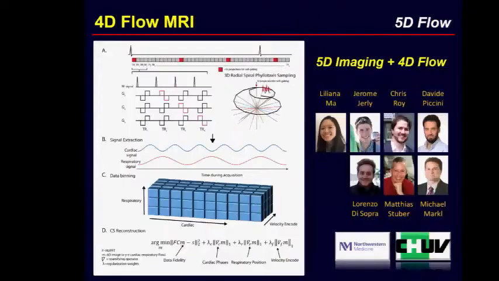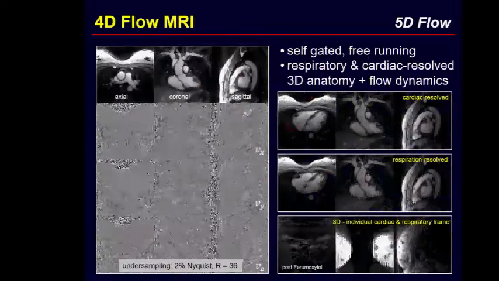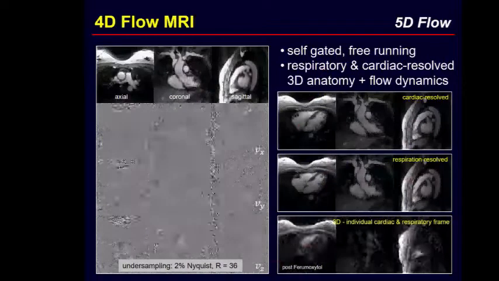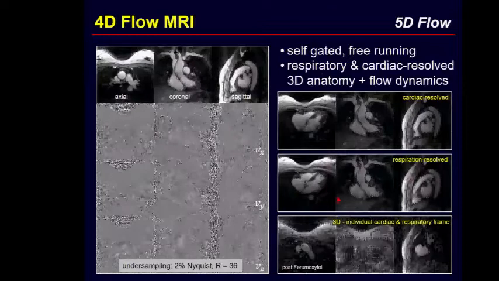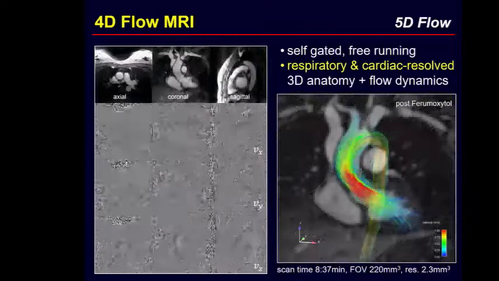We can drive this even further, and this is work in collaboration with Matthias Stuber's group from Lausanne. This is very similar to what you saw in the last talk with the multitasking, 5D imaging, a fully free-running sequence where the respiratory and EKG signals are derived from the 4D flow scan itself. So we fill a data space along respiratory, cardiac, and now also velocity encoding direction, and can very efficiently reconstruct this data set and arrive at these 5D flow data sets where we can choose if we want to look at cardiac resolved, respiratory resolved, or just high resolution individual time frames of a 3D data set. And we can now also combine this with the flow encoding to add flow to this equation, if you like.